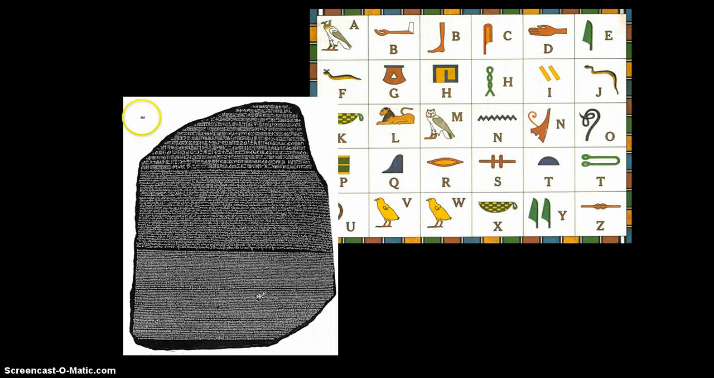Right? This is the Rosetta Stone right here. And so here we have the hieroglyphics. Right, so each symbol would stand for maybe a different letter, and we know that because we're able to decipher or translate from the Rosetta Stone.